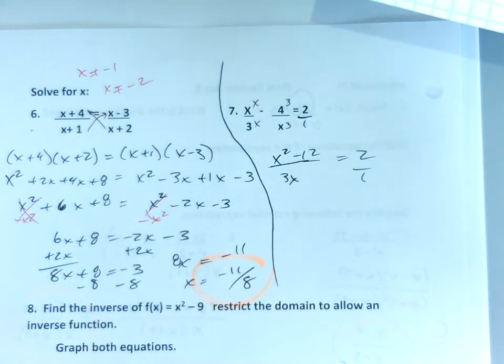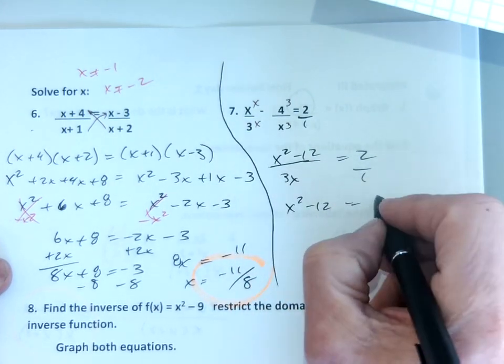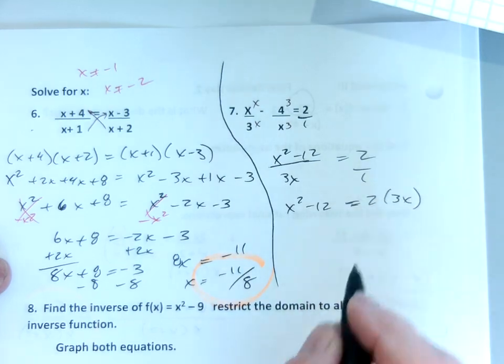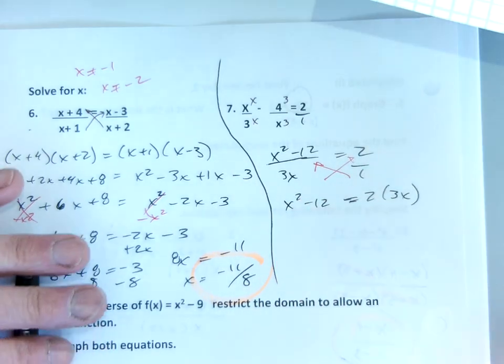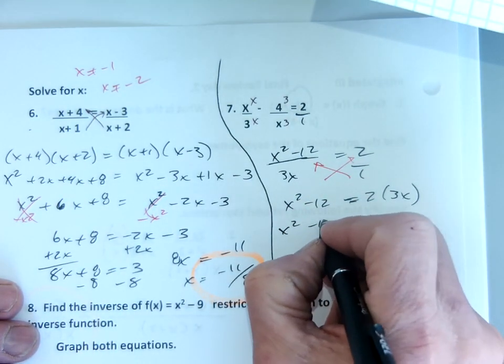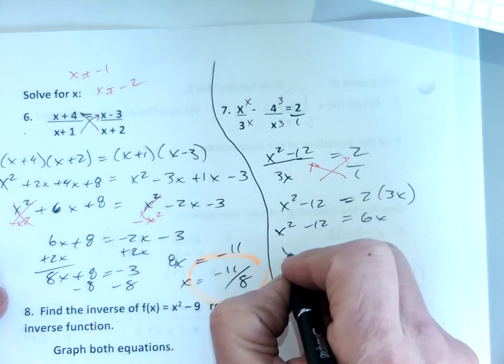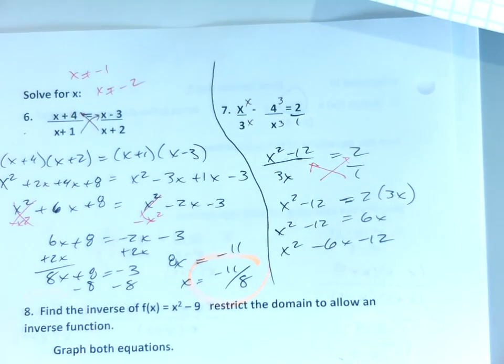Now, at that point, I can cross multiply, which makes it pretty easy. So cross multiply. I'll get x squared minus 12 equals 2 times 3x, which of course is 6x. I just cross multiply. I don't really need the 1. Then I'll have x squared minus 12 equals 6x. Looks to me like I'm probably going to have to factor, so bring the 6 over. x squared minus 6x minus 12.